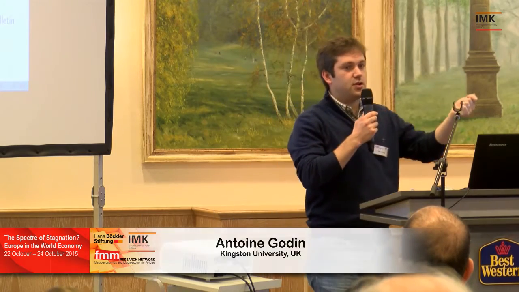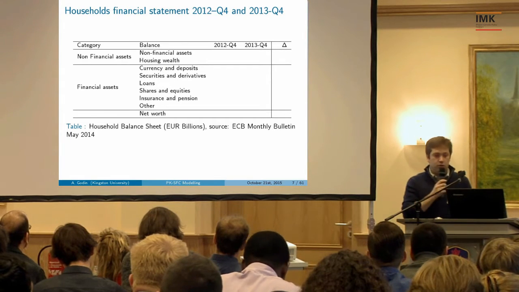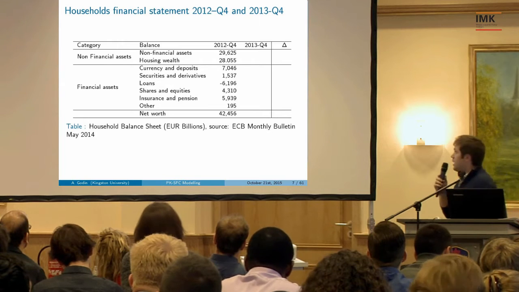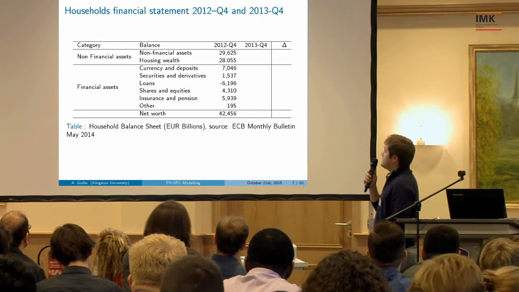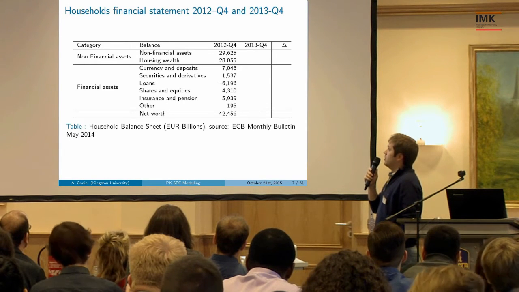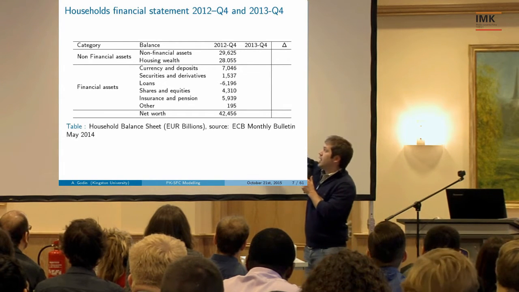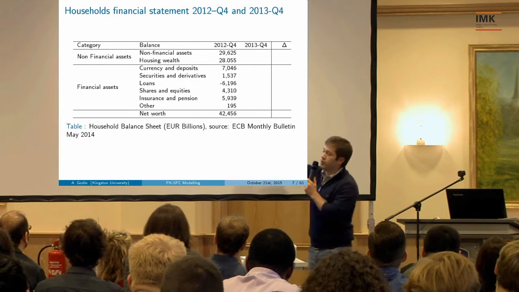But the other side of the story is on the balance sheets. How are these net worth and net savings allocated between the different sources of assets and liabilities? So you can look at the balance sheet, and again, this is data from Eurostat. You can look at the household financial statement, their balance sheet in 2012 Q4. You see that they have non-financial assets, housing, and then financial assets: currency, securities, loans, shares and equities, insurance, pensions, and others. So you have all the money they had at some point in 2012 Q4.